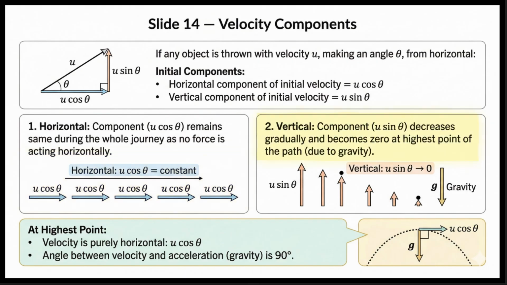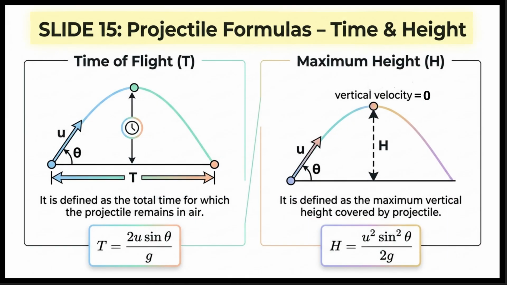But the vertical component u sine theta decreases steadily due to gravity, as the second diagram shows. It reaches 0 at the highest point, then reverses. At the peak, velocity is purely horizontal at u cosine theta, and gravity acts at exactly 90 degrees to that velocity.